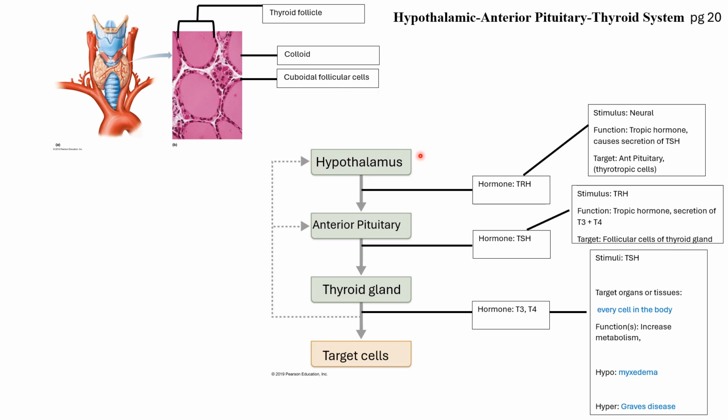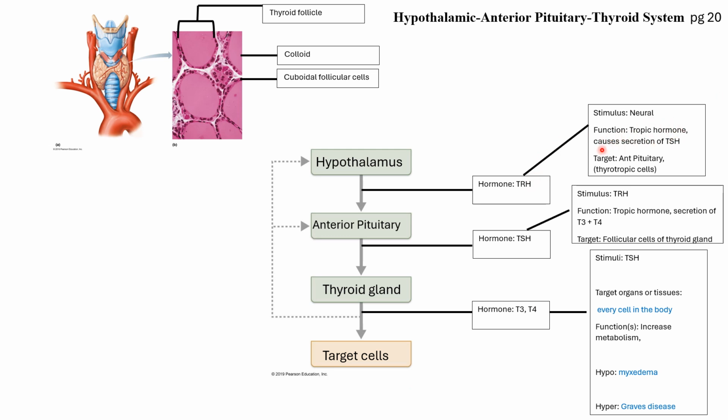So now let's go over this. It is very easy to remember these small figures. So hypothalamus is secreting TRH, and then under the influence of TRH, anterior pituitary secretes TSH. Under the influence of TSH, the thyroid gland secretes T3 and T4, and target cells are present all over the body. Okay, and now what is the stimulus for the hypothalamus?